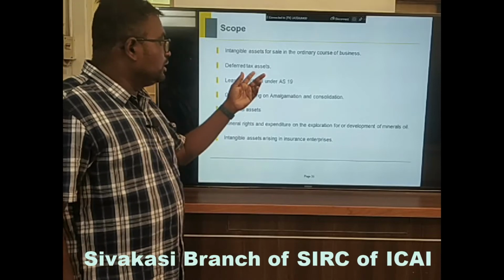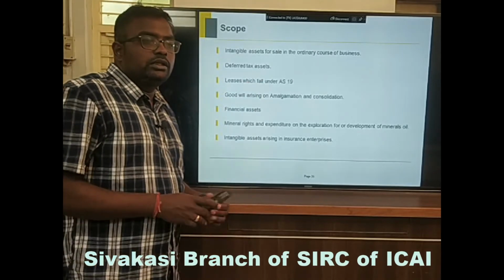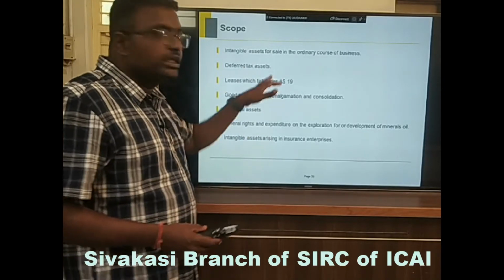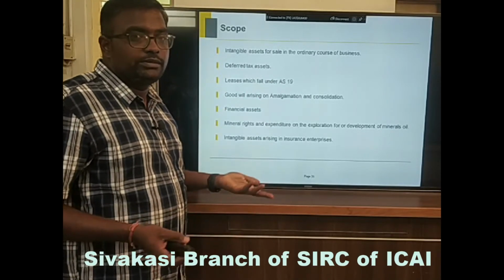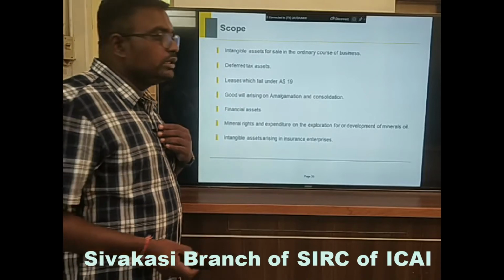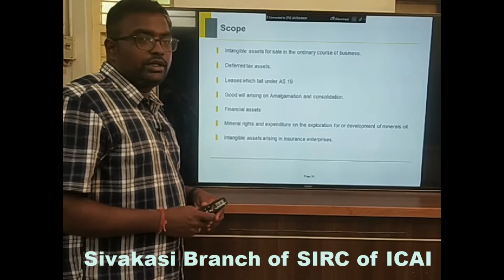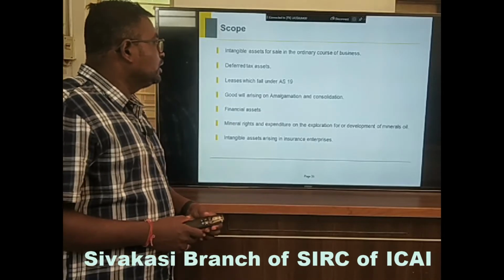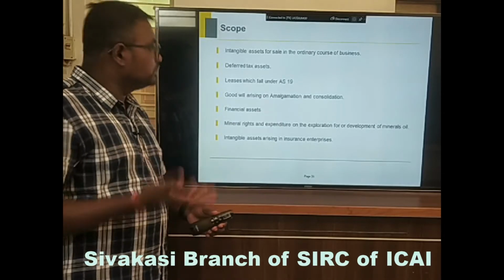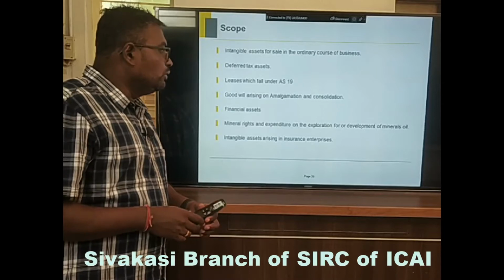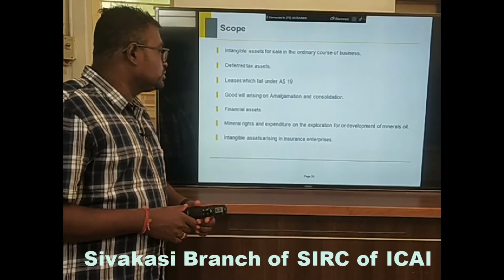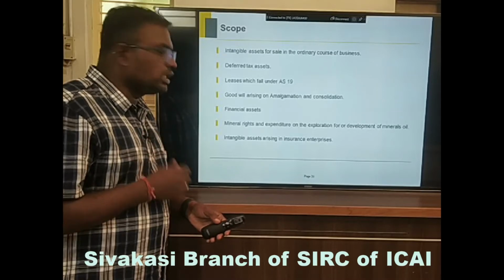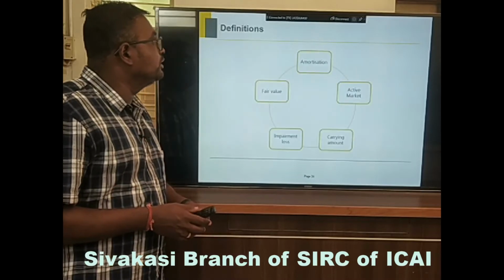Deferred tax, why they consider it here is that they say intangible means no physical substance. So deferred tax asset is also an asset with no physical substance, which is not covered under this standard. It is covered under AS 22. Lease, which falls under AS 19. Again lease of softwares, so again covered under AS 19. Goodwill arising on amalgamation and consolidation. Financial assets, mineral rights and expenditure. So all these are covered under different respective standards.